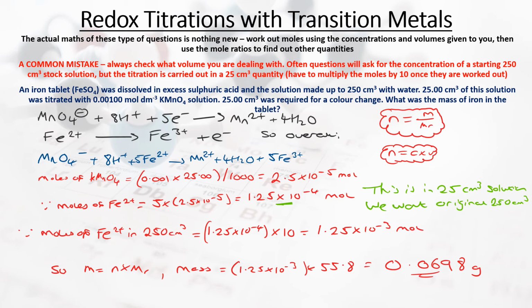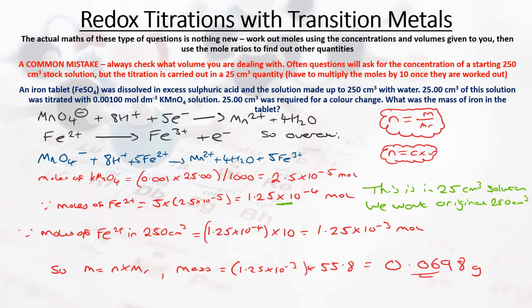And then once we have the moles of our iron 2+, we can work out the mass of the iron. We use moles = mass divided by Mr, rearranged for mass, so mass is moles times Mr. We multiply the moles by the molecular mass of the iron, the Fe, which is 55.8, by our moles in 250 cm³, and that gives us 0.0698 grams.